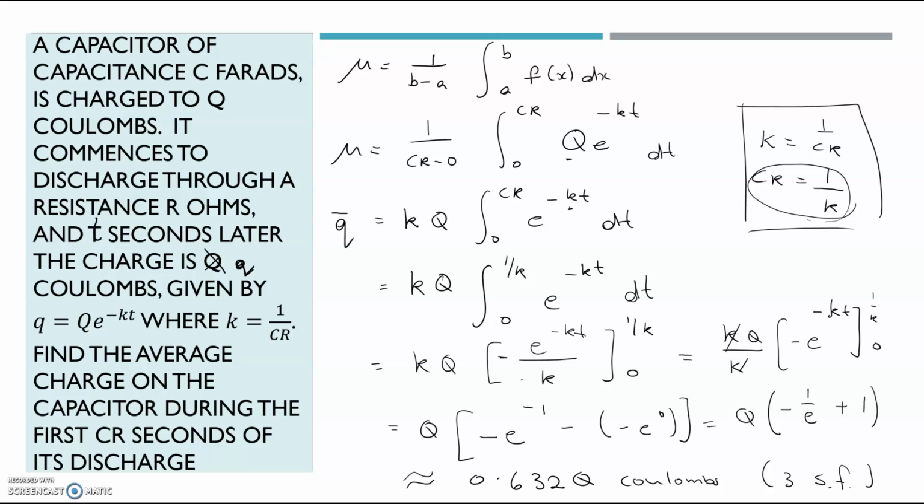So you're given the rule, you just have to remember that if you're trying to find the mean value or the average, you just look up the formula that you're given.